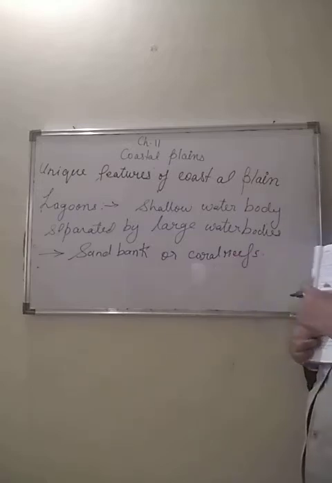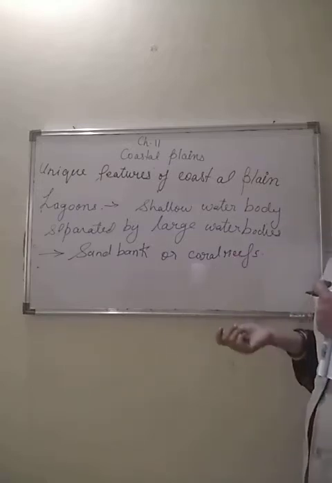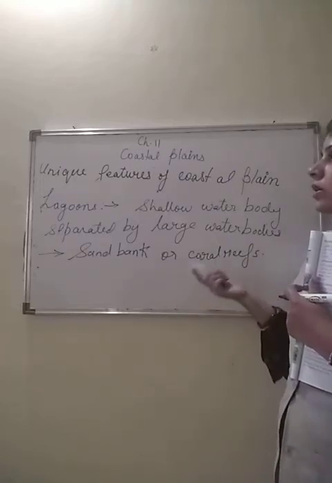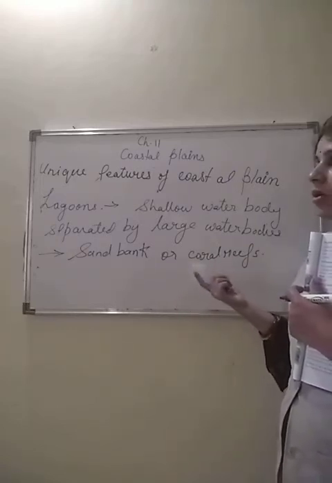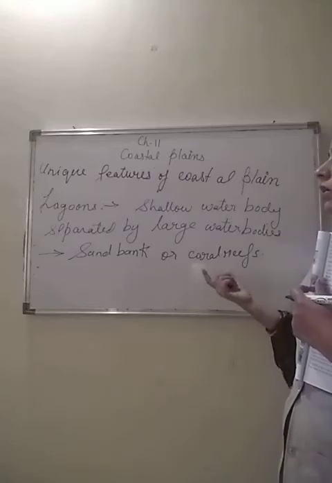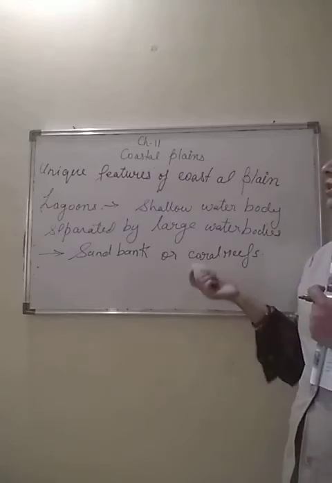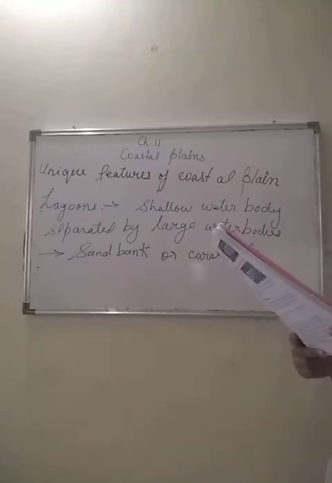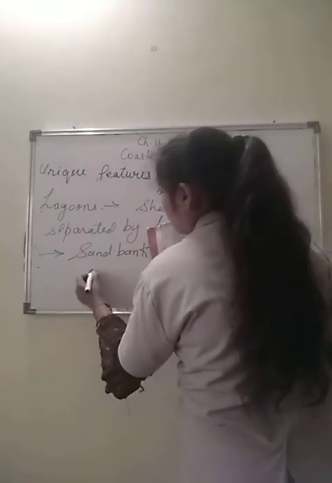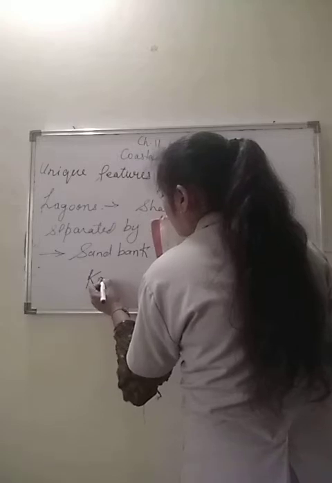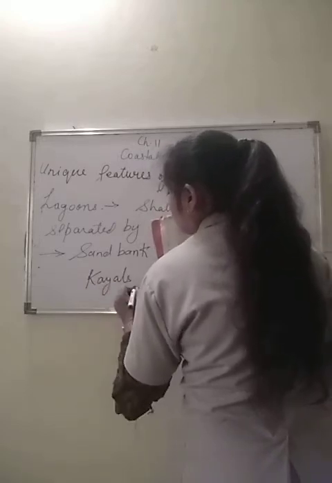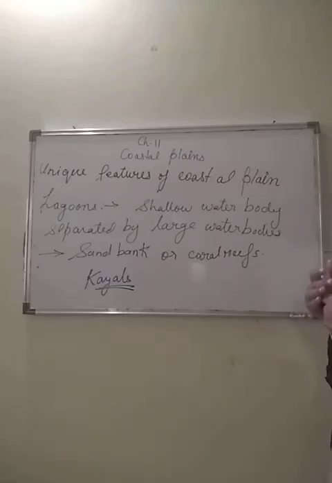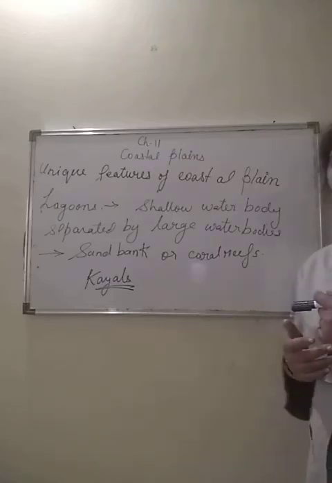So when we are talking about the coast, what is the coast? Let me tell you, the coast is a land where the water meets the land. That place is called the coast. So these coasts are having many lagoons. These are called kayals in the native language. Like we are calling them lagoons, they are called kayals in the coastal places.